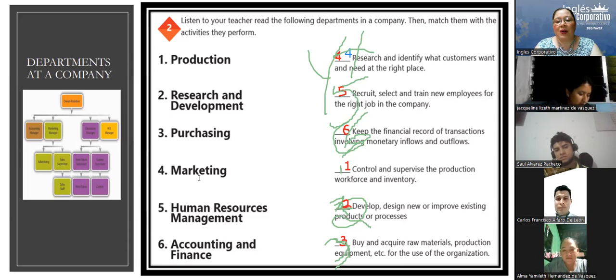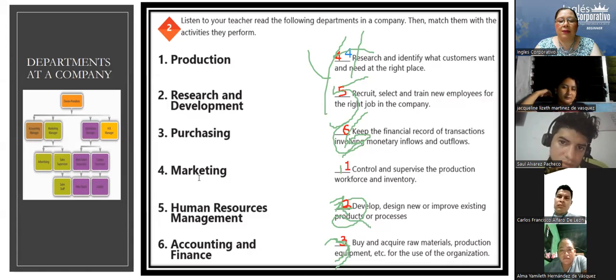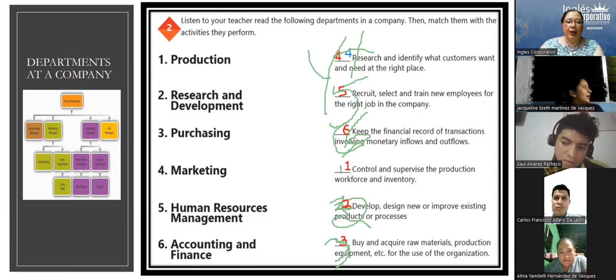Okay. Let's say number one, control and supervise the production workforce and inventory. Number two, research and development. Develop, design, or improve existing products or processes. That's correct. Number three, purchasing, buy and acquire raw materials, production equipment, etc. for the use of the organization. Marketing, research and identify what customers want and need at the right place. Number five was human resources management. Recruit, select and train new employees for the right job in the company. And number six, accounting and finance. Keep the financial record of transactions involving monetary inflows and outflows. All right. So yes, these are the departments and the activities they are in charge of doing in the company.